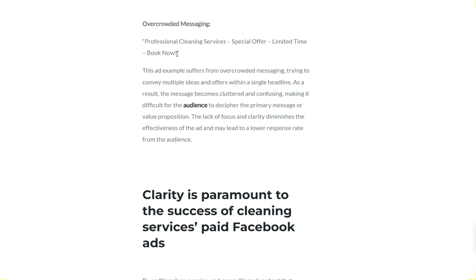Another one would be overcrowding messaging. And you see this quite a bit too. People want to jam in every single little thing. Professional offices, cleaning services, special offers, limited time only, book now. These are 4 things that are going through people's minds in a matter of a second, and it's just too much. You would want to narrow this down to 1 or 2 maybe, and that's pretty much it.